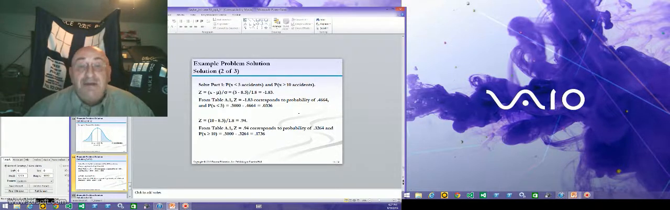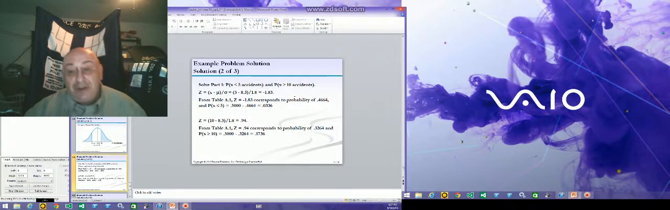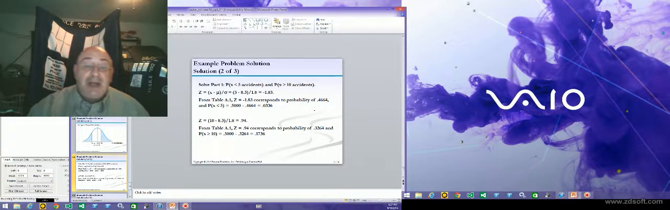If we look at less than 5, now this is going to be on the left-hand side of the normal distribution. Z is equal to x minus mu over the standard deviation. 5 accidents minus the average of 8.3, or mu, over 1.8, gives us a negative 1.83. It's on the left-hand side, below the mean. We look this negative 1.83 up, and it gives us a 0.4664 probability, and you have to subtract that from the 0.5, and there's only about a 3% chance that you will have less than 5 accidents.